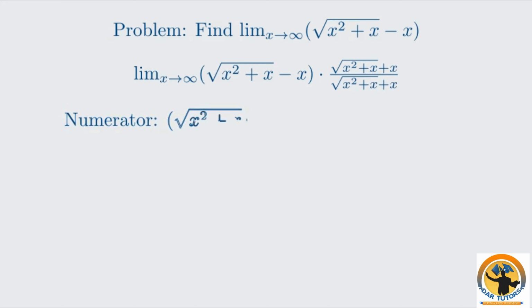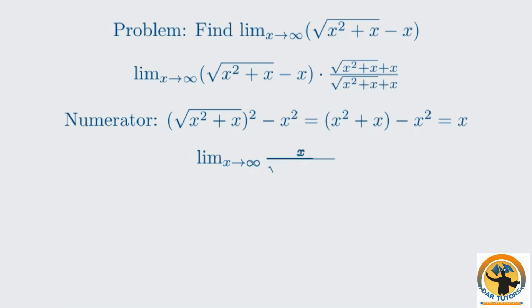So the numerator becomes x squared plus x, minus x squared. The x squared terms cancel out, leaving just x in the numerator. Our limit now looks like this: the limit as x approaches infinity of x, divided by the square root of x squared plus x, plus x. This is still an indeterminate form, infinity over infinity, but it's in a form we can handle. Now we use the technique for limits at infinity. We divide every term by the highest power of x in the denominator.